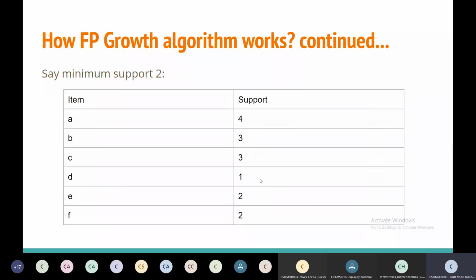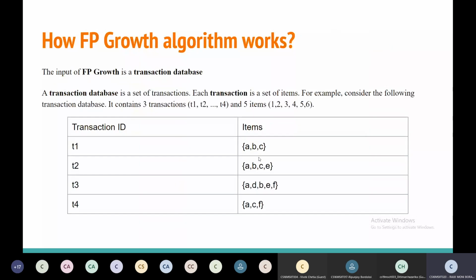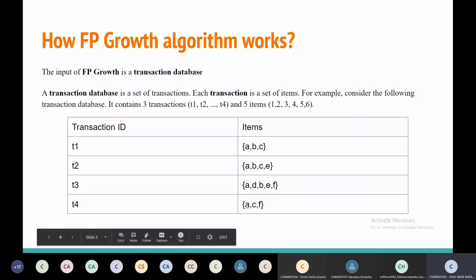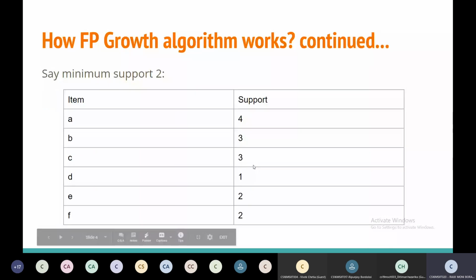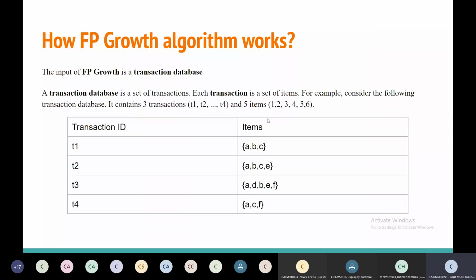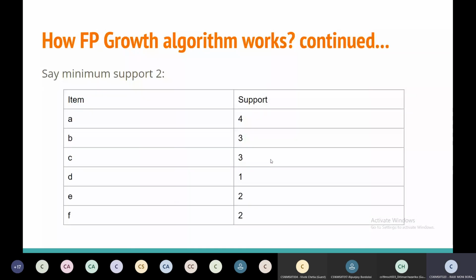So say suppose our minimum support is 2. As you can see here, what is the occurrence of A in this whole set of transactions? A is repeated 4 times, so I have put A as 4. Then again, if we see in our transactions, B is repeated 3 times, so I have written 3. For all the items above, I have put the support like this: the occurrence of each item in our transactions.